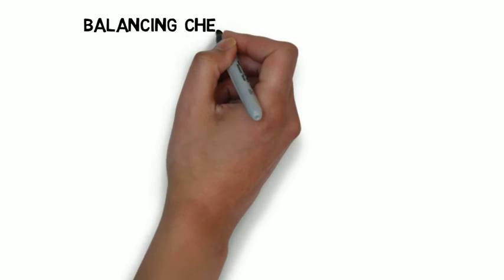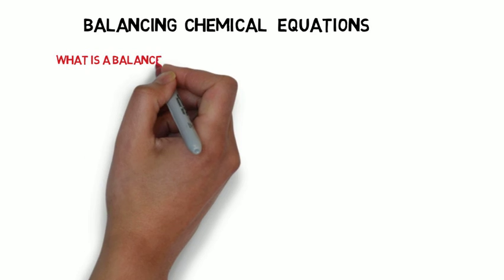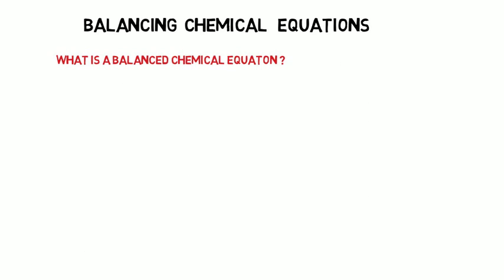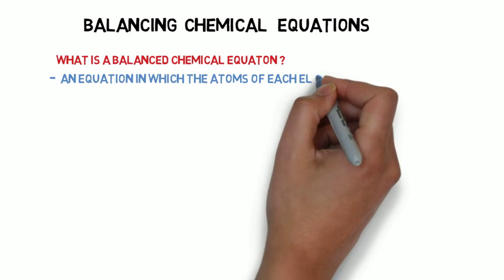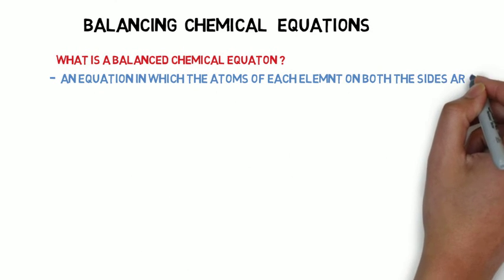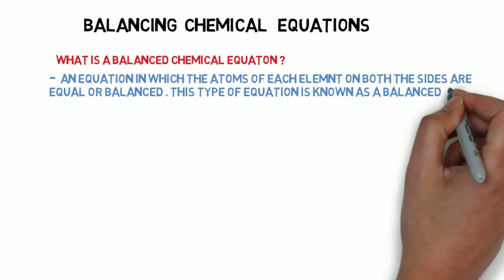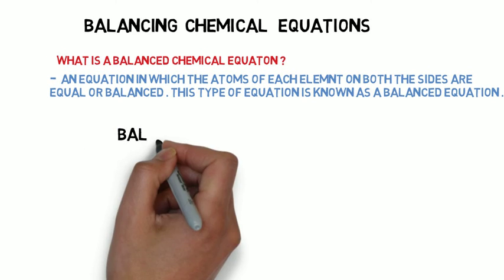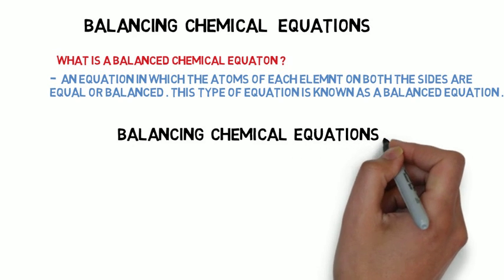Now let's see balancing of chemical equations. What is a balanced equation? The answer is: an equation in which the atoms of each element on both sides of the equation are equal or balanced. This type of equation is known as a balanced chemical equation. Pretty simple.